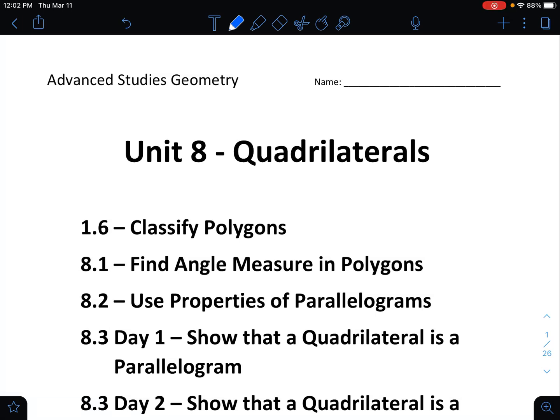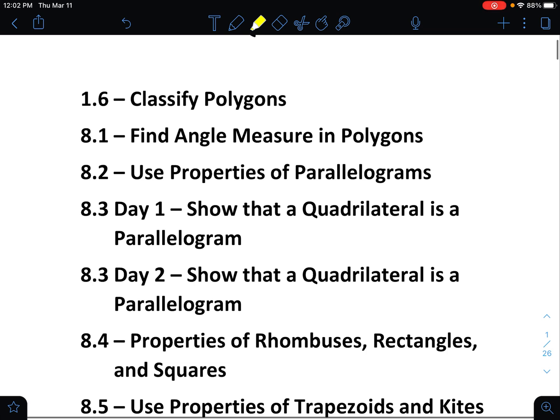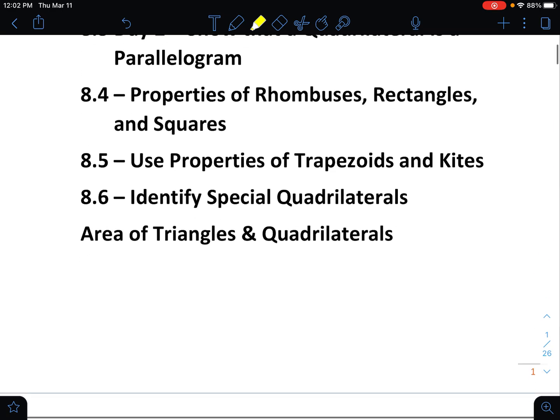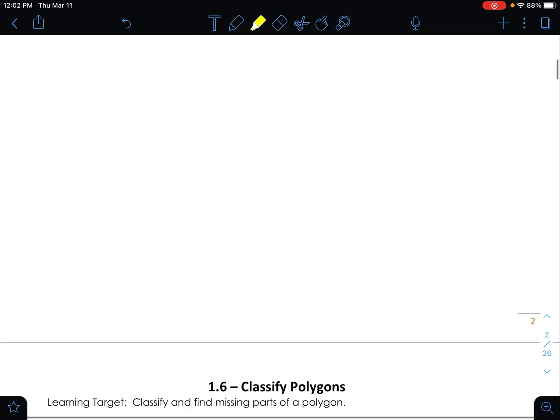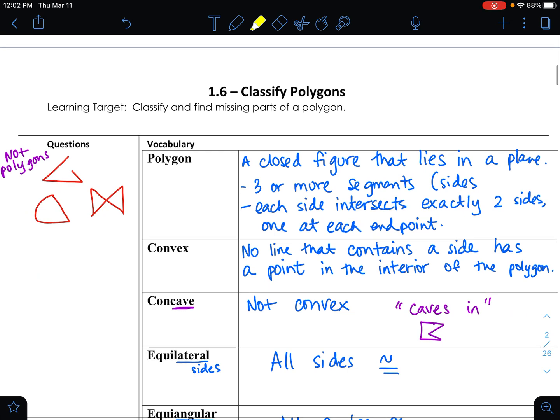In today's video, we are going to begin a new unit. We are going to start looking at quadrilaterals, Unit 8. And so we are going to begin with classifying polygons today and then get into some specifics about quadrilaterals. Okay, so our first section, 1.6, classify polygons.